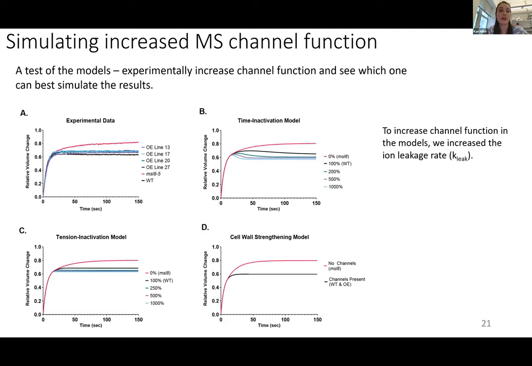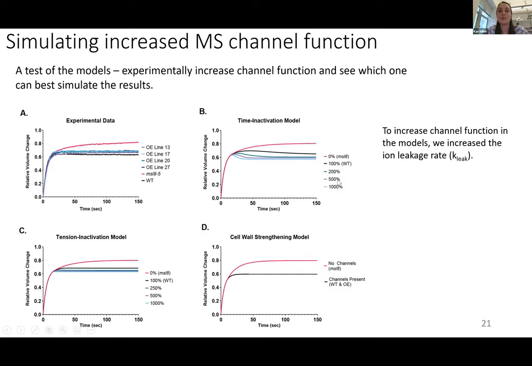So up here on the left, you can see the experimental data, which we're comparing everything to. And then we have the time inactivation, decreasing tension inactivation, and then the cell wall strengthening model. So this one has no channel function. And so to simulate this experiment that I did with increasing channel function, I just increased the ion leakage rate, the K leak. So 0% would be an MSL8 mutant, 100% would be the wild type that has all of its channel function. And then we can increase from there. So 200, 500, or 1000%.